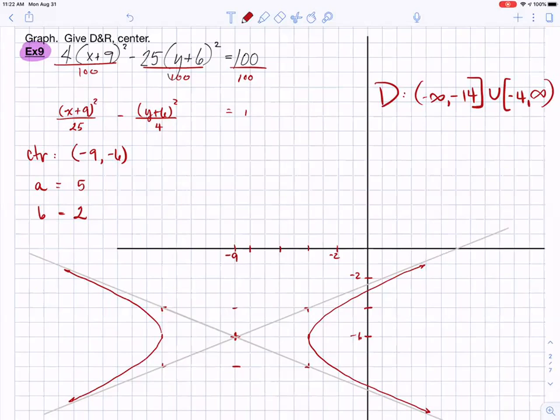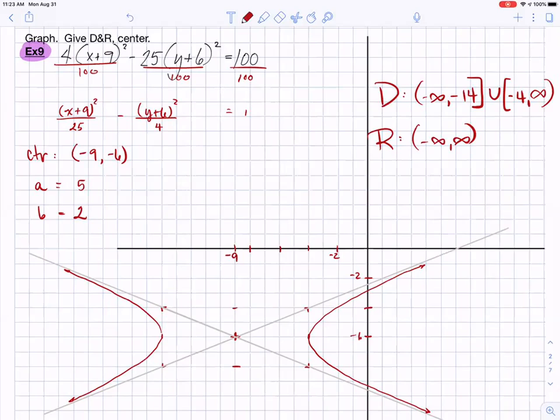What about my range? What is it? Yeah, all real numbers. Bottom to top, I'm using every y value.